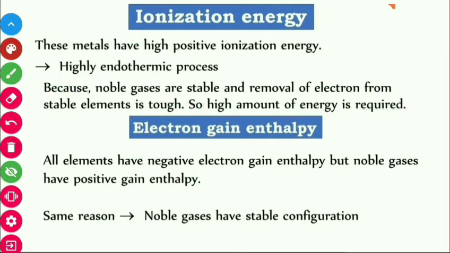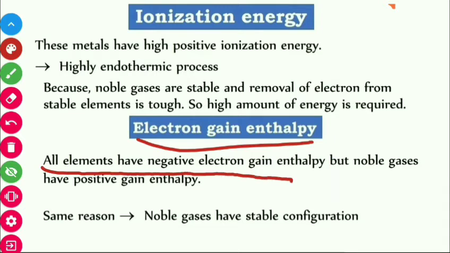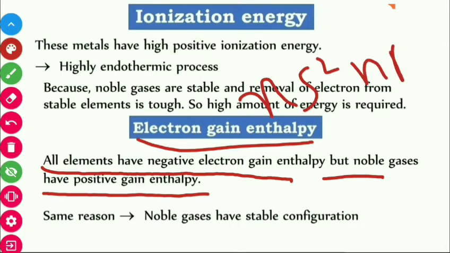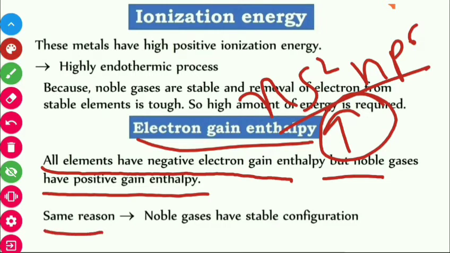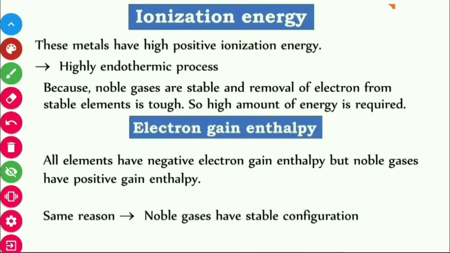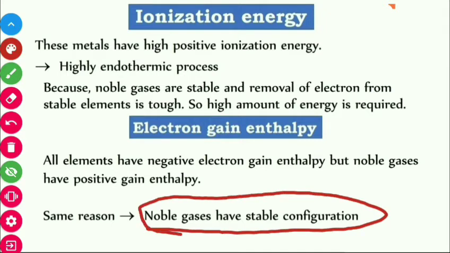Now let's talk about electron gain enthalpy. What do you mean by electron gain enthalpy? It means the energy released when an electron is added to the outermost shell of an isolated gaseous atom. Whenever we add an electron, energy is released. All elements have negative electron gain enthalpy, but noble gases have positive electron gain enthalpy. Why positive? Because the configuration is already fulfilled, and adding an electron to an already fulfilled configuration is tough. It is the same reason, the stable configuration. So what is the conclusion from these two points? Noble gases have a highly stable configuration.